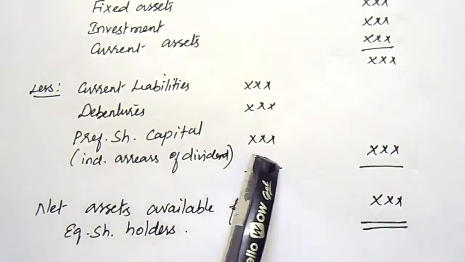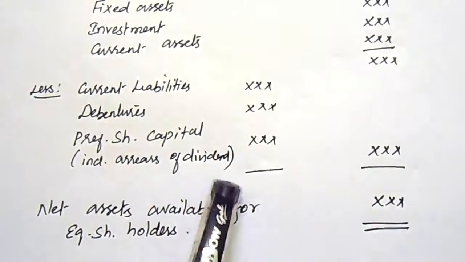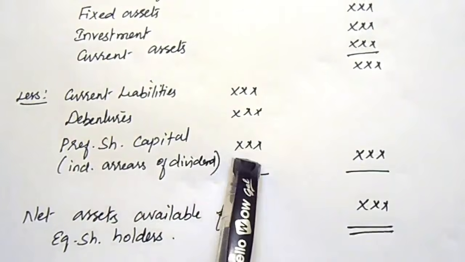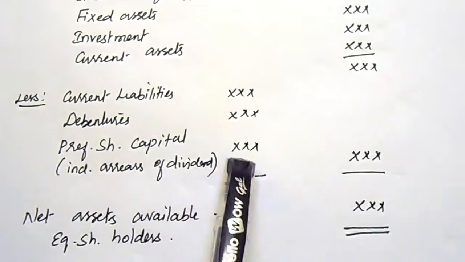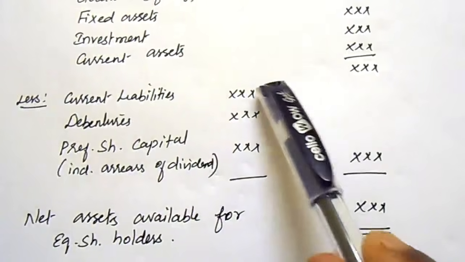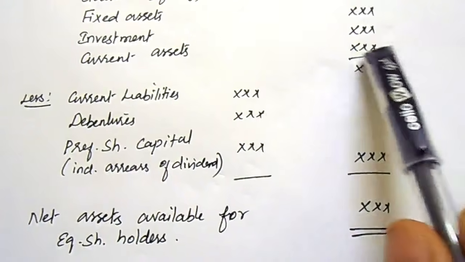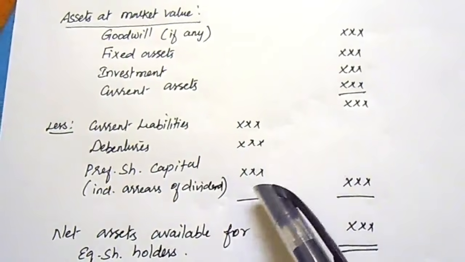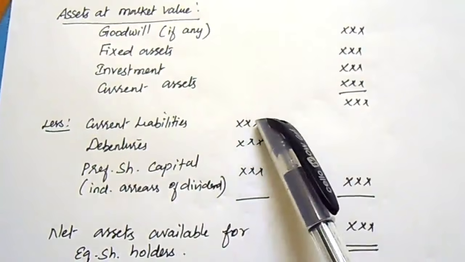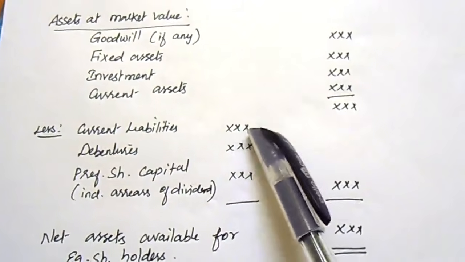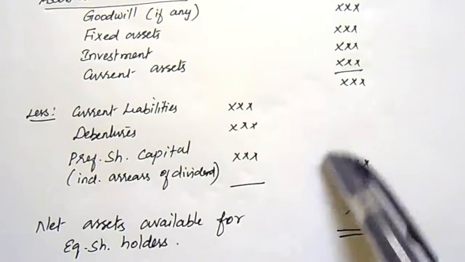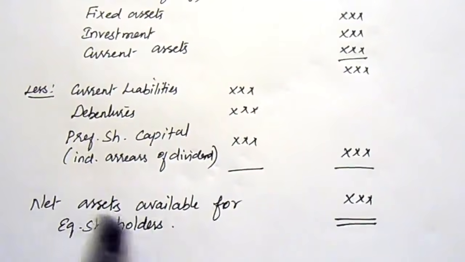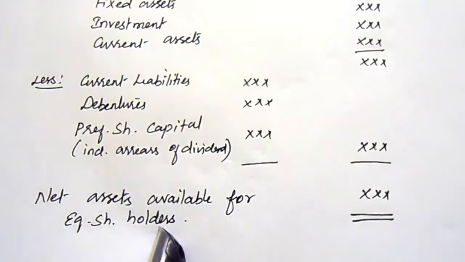While you take the preference share capital, include arrears of dividend if any. If there is any arrears of dividend which belongs to preference shareholders, that also will be included along with this value. So subtract these things from the total asset, that is current liability, debentures, preference share capital. In current liability, all the provisions will be included, and after subtracting this you will get the net value. That amount is called the net asset available for equity shareholders.